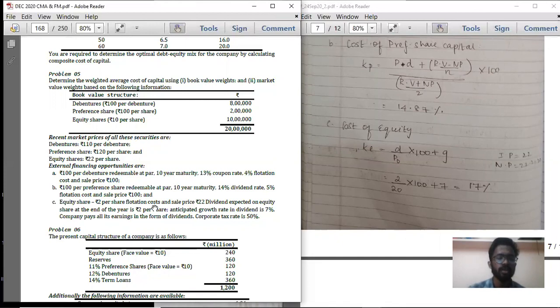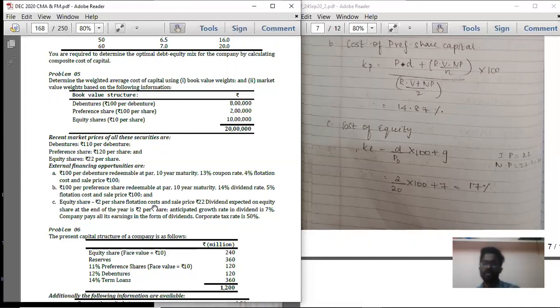And dividend expected on equity shares at the end of the year is 2. So dividend expected is 2 and net proceeds is 20. And anticipated growth rate in dividend is 7%. So G is equal to 7. And the company pays all its earnings in the form of dividend, so there is no retention ratio. Everything is paid as dividend. So every year there will be a growth in dividend of 7%. Corporate tax is 50%.